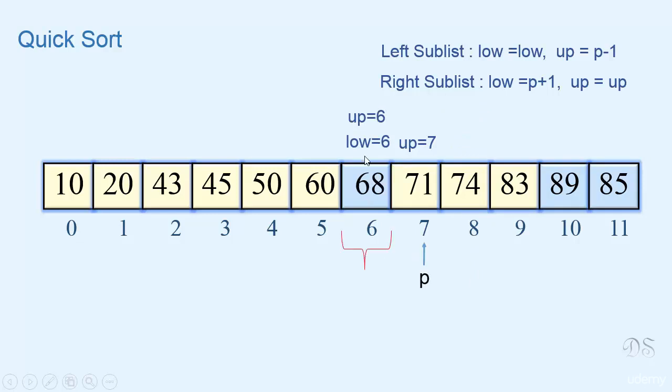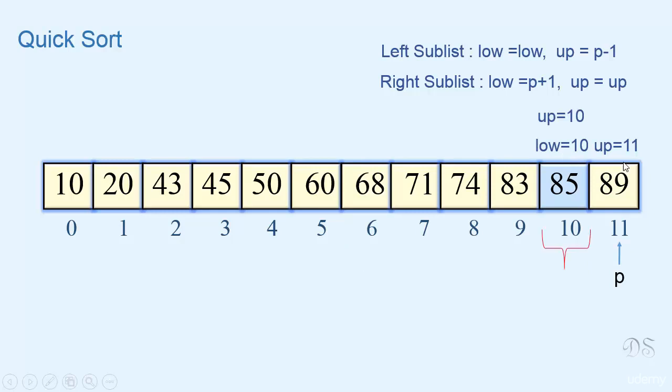Now for the left sublist, low is 6 and up is 6 and for right sublist, low is 8 and up is 7. So there is no element in the right sublist. For left sublist, low is equal to up. So there is only one element and there is nothing to be done. We come to this list. 89 will be the pivot. Now for left sublist, low is 10, up will be 10. And for right sublist, up is 11, low will be P plus 1, so low will be 12. There is no element in the right sublist and there is only one element in the left sublist, so there is nothing to be done. And after this process, the whole list becomes sorted.